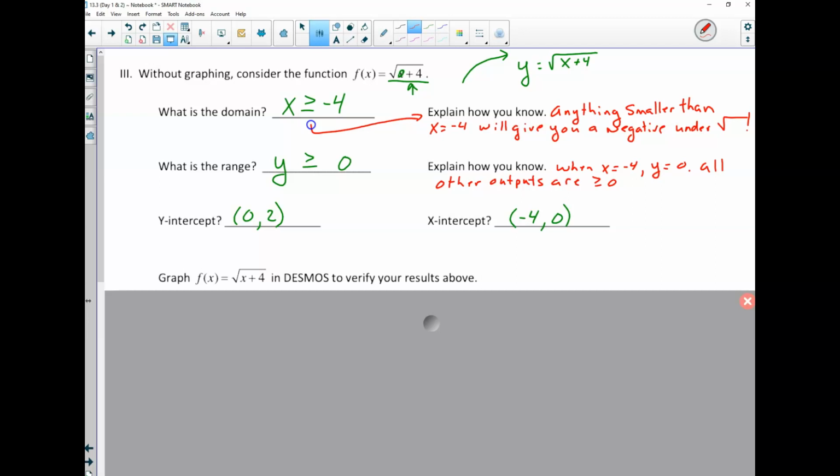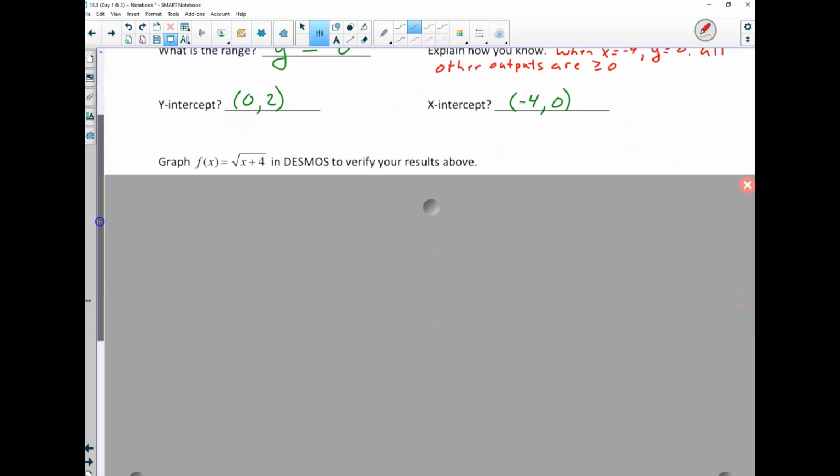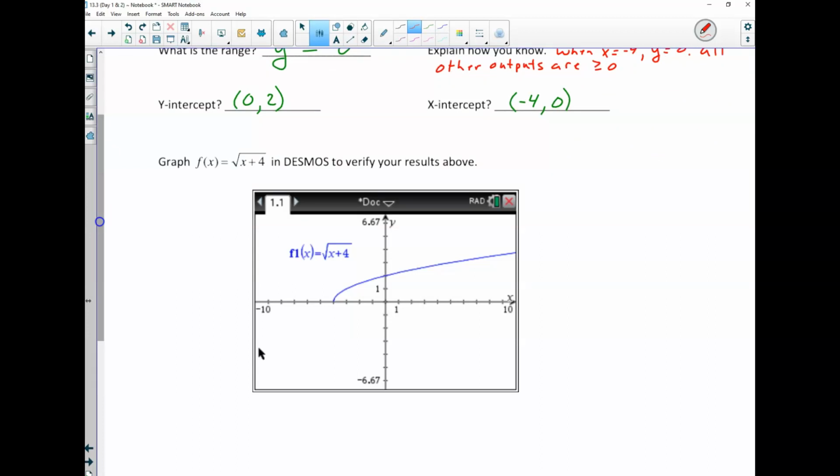In my range, well, how do I know the range is y greater than or equal to 0? Well, when x is negative 4, y is 0. In all other outputs that we're going to get in the domain, as x's get bigger than negative 4, the numbers are going to get bigger than 0, so I know my range is all y's greater than or equal to 0. Okay? Now, then you're supposed to graph this in decimals to check it out. Well, here is where my square root function starts, and it goes from there to bigger. So it's only numbers greater than or equal to negative 4 for x's, and for the y's, it starts at 0 and it goes bigger. So it's all real numbers greater than or equal to 0.